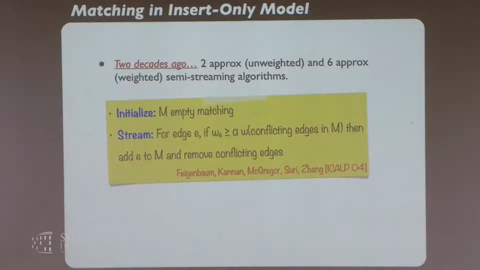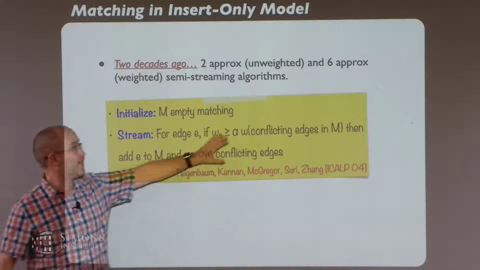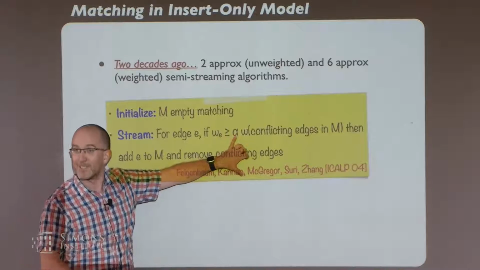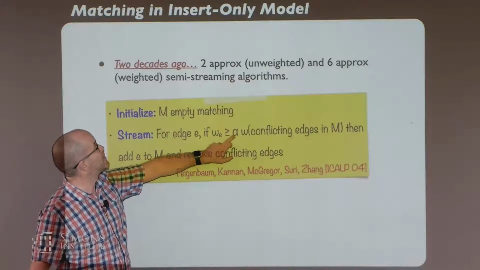Experience has taught me not to go through charging arguments in public, so I will not go through the analysis of the approximation factor and the charging argument. But when you set alpha equals 2, you get the 6 approximation.